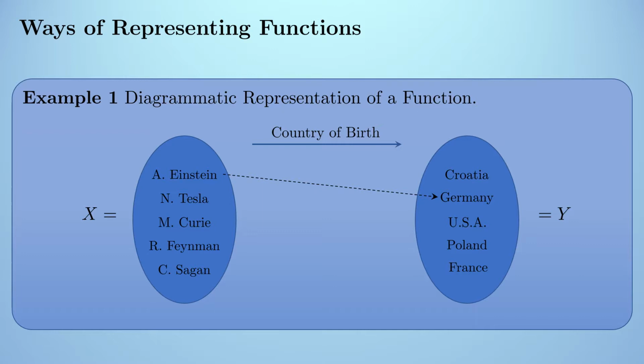Nikola Tesla was born in Croatia. We represent that by a second arrow. Marie Curie was born in Poland, and both Richard Feynman and Carl Sagan were born in the United States. In fact, both were born in New York City.